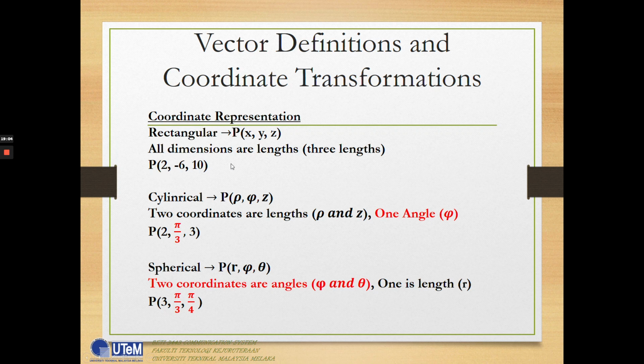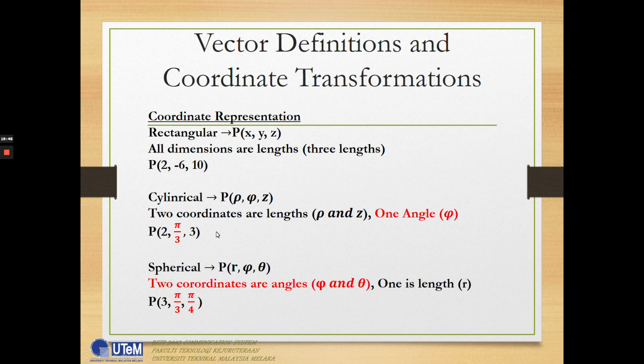If you find out that all are lengths, meaning all are values and there is no angle involved, that should be and must be a rectangular coordinate system. For the cylindrical coordinate system, remember this one: two coordinates are lengths, meaning values, which are rho and z, but there will be one angle, anywhere they put. So this will be one angle. And for spherical, there must be two angles here.